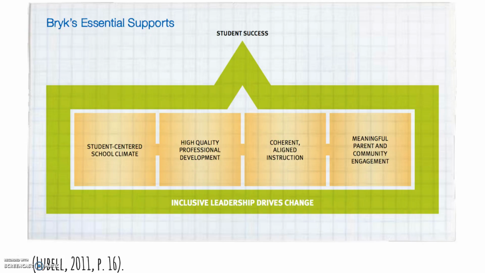So here are Brick's essential supports, and this was mentioned several times in the literature that I read about community schools. The foundation of student success, and they all lead up there to student success, is the student-centered school climate, high-quality professional development for educators, coherent aligned instruction, and meaningful parent and community engagement. And the big word there, of course, is meaningful parent and community engagement.